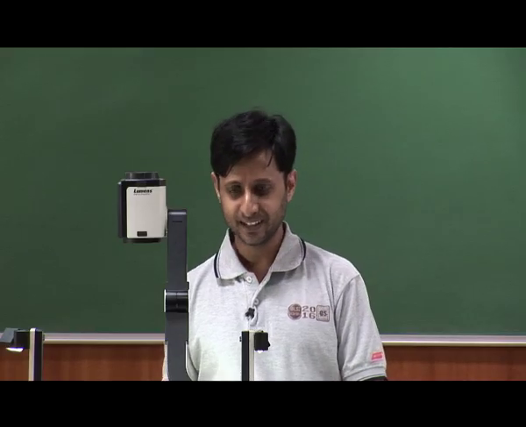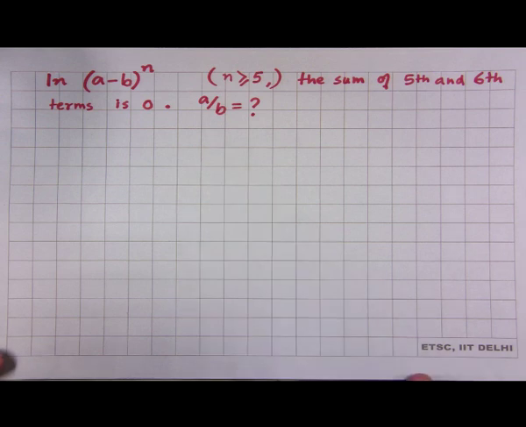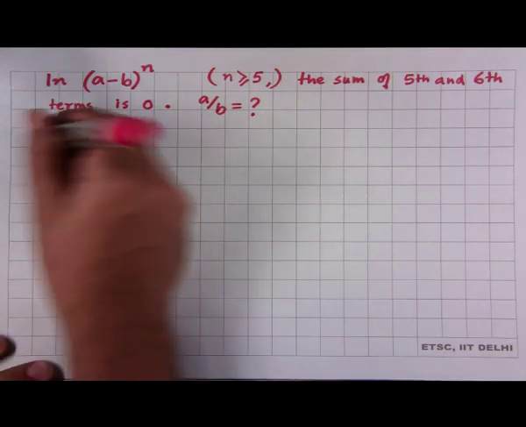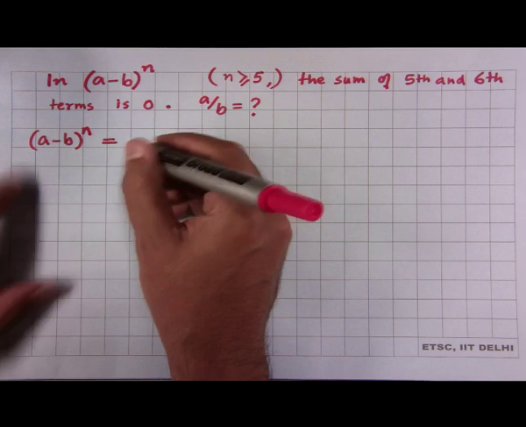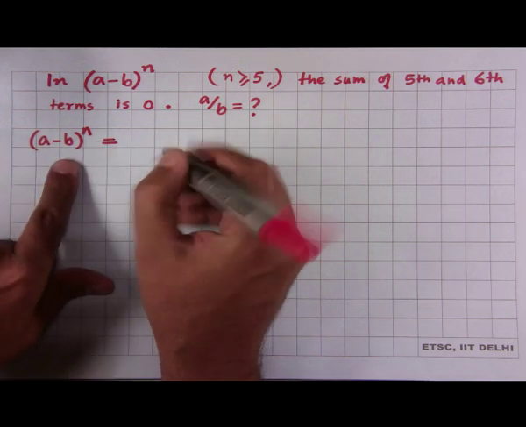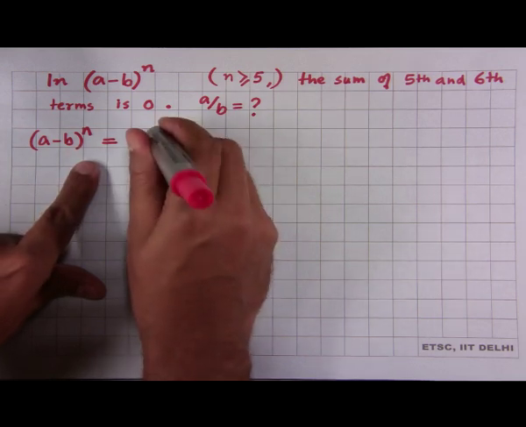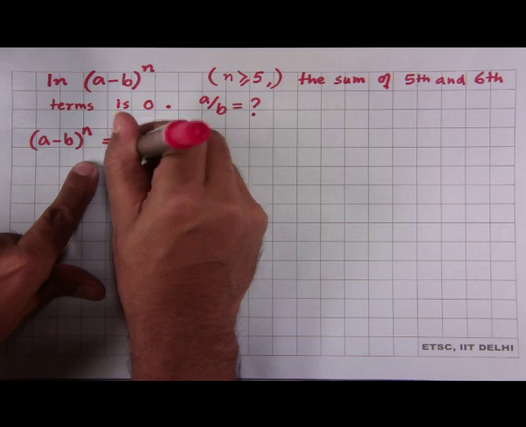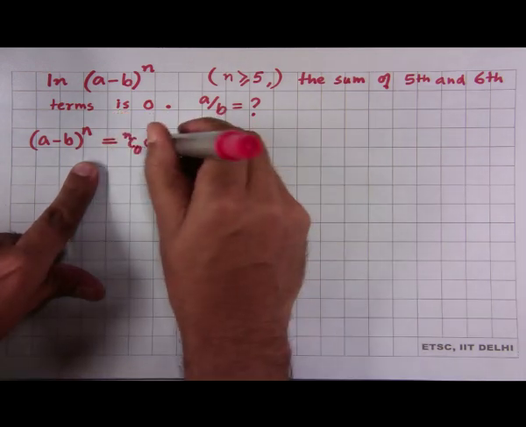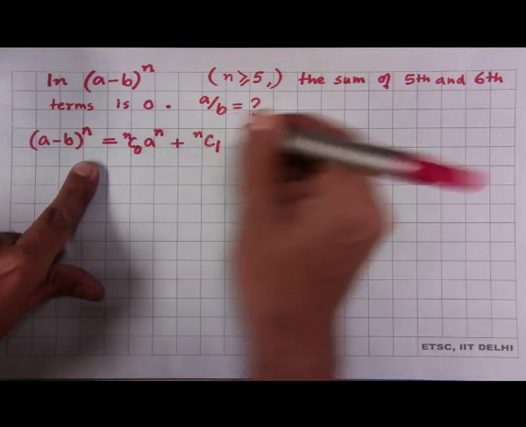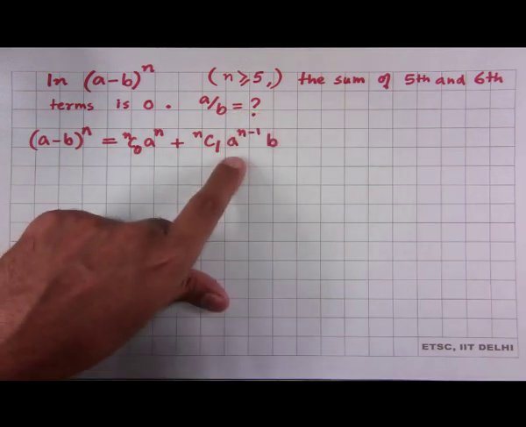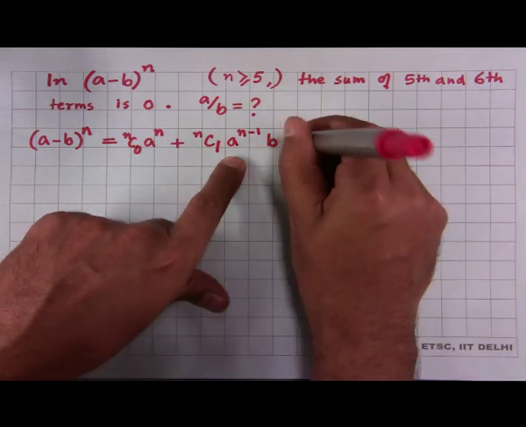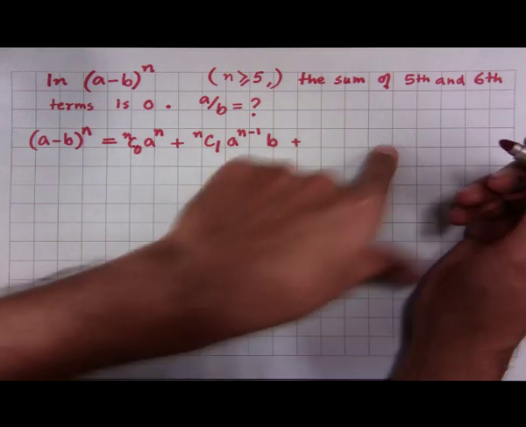This is actually not very hard. (a minus b) whole power n. Break it up, the sum of the 5th and 6th terms. What is the first term? You choose all n's, all a's and no b's. You do not choose any b's. Plus n c 1 times a power n minus 1 times b, that is the second term. Then comes the third term, fourth term, fifth term.